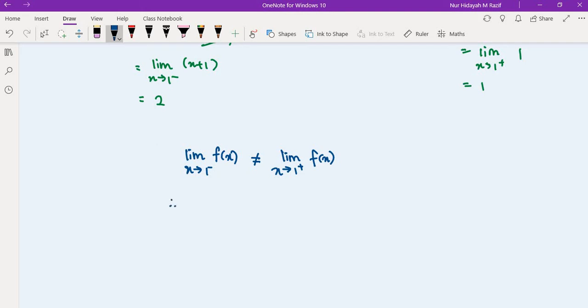So dari situ terus buat conclusion f(x) is not differentiable at x is equal to 1.